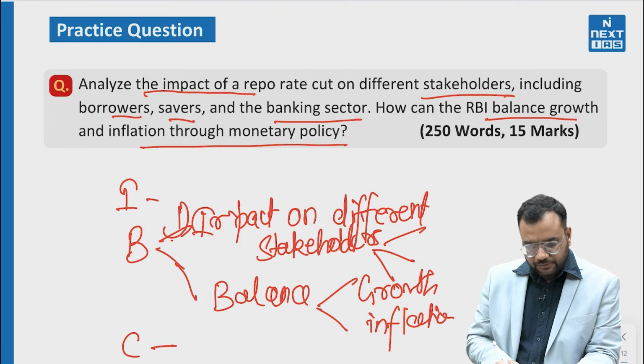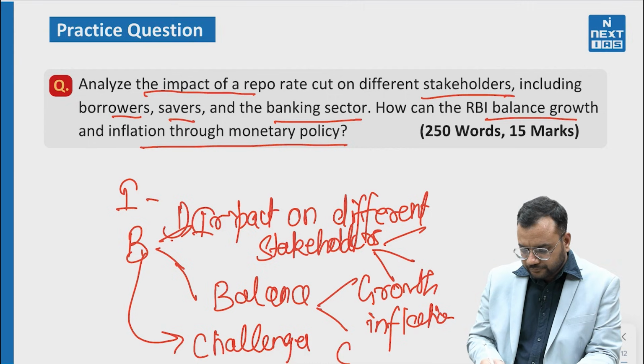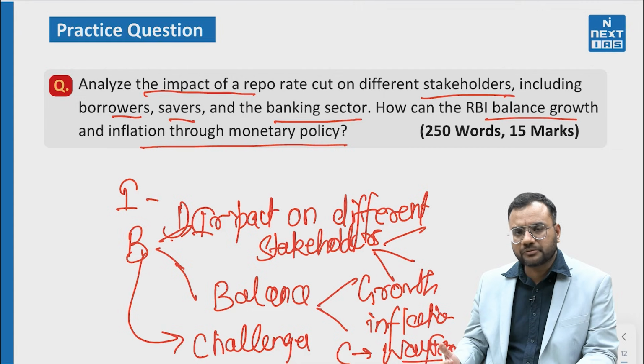Because it is a 15 marker question, we can mention some challenges also, and in the conclusion we can mention a way forward, what way forward RBI should follow to cover this topic.